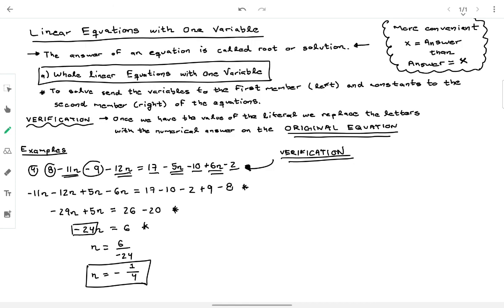So that will be it for today's topic. That was linear equations with one variable and all the theoretical stuff about linear equations with one variable.